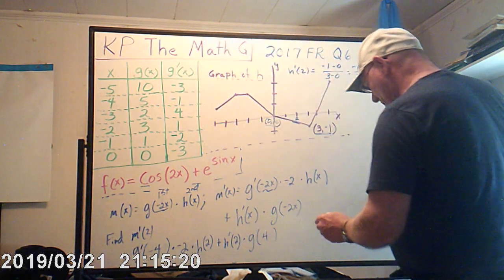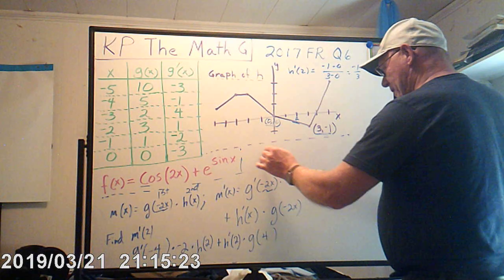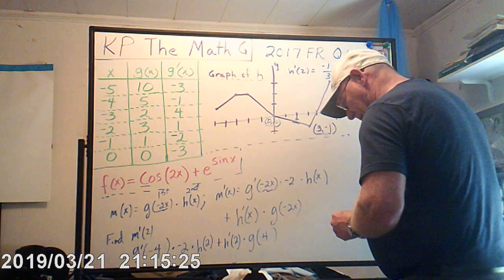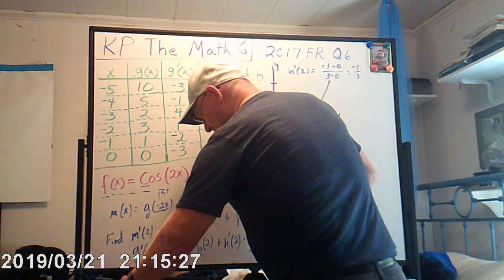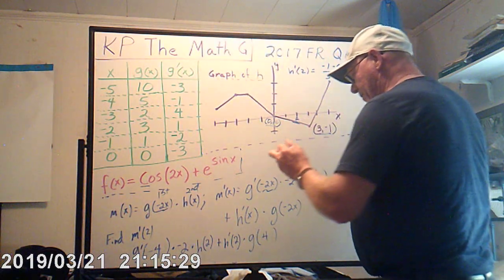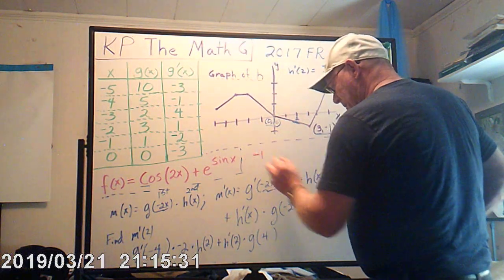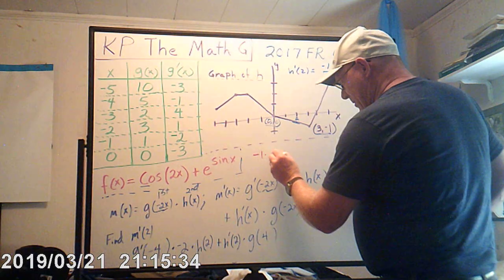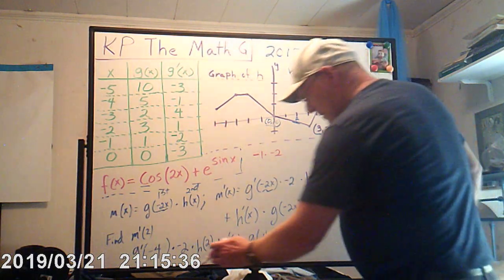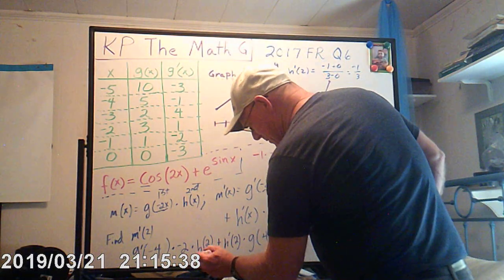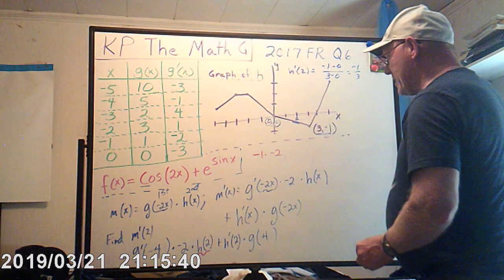So over here, I'm just going to see if I can put it right here. Now let's put it in a different color. Okay, g prime at negative 4 is negative 1, times negative 2, times h at 2.